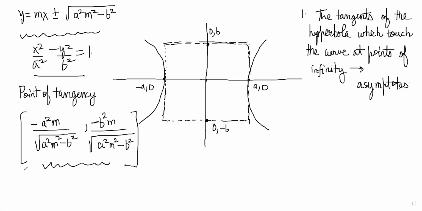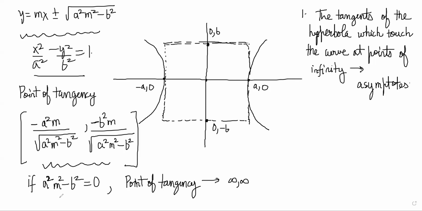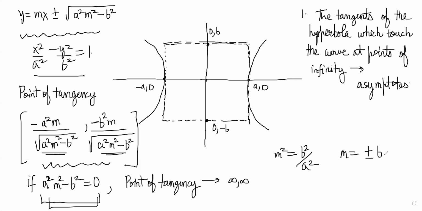Now, what you can say is that if a square m square minus b square is 0, then the point of tangency tends to infinity, comma infinity, because the thing inside the square root will become 0. So then the point of tangency will be infinite. So basically the condition for an asymptote, which is a tangent at an infinite coordinate to the curve, is a square m square minus b square is 0, which means m square is equal to b square by a square, and m is equal to plus minus b by a, right?